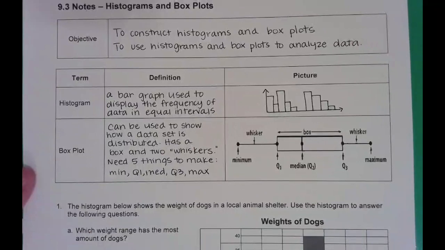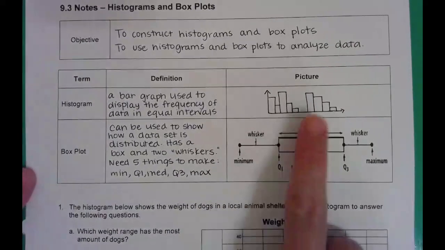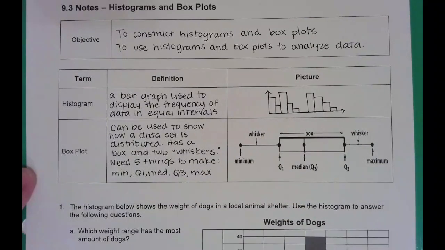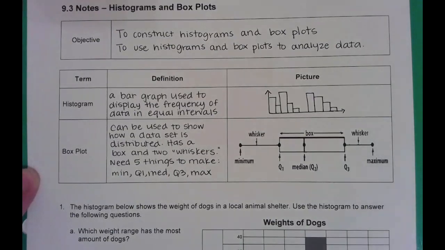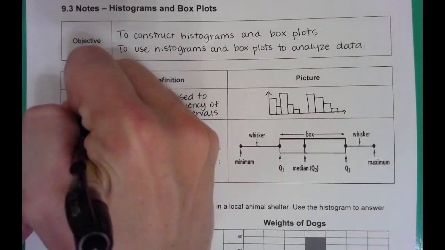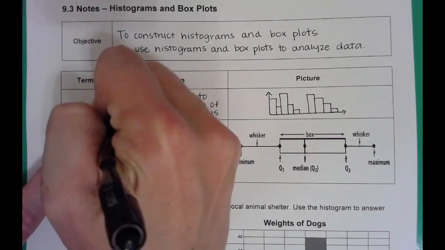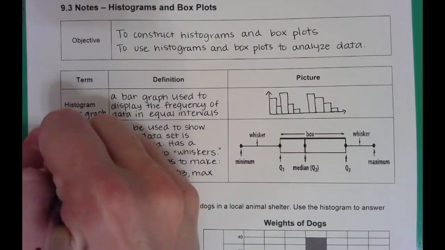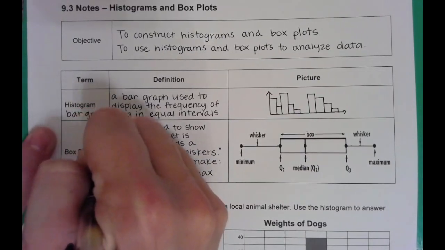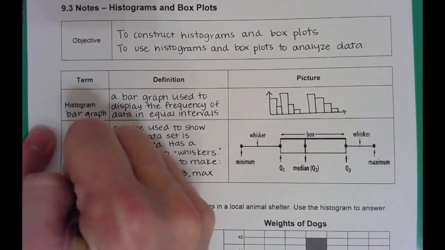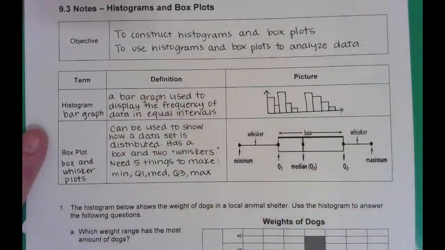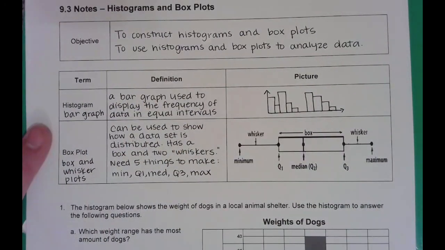When you're copying down the definitions for histogram and box plots, don't forget to draw in the picture. Your picture doesn't have to look exactly like mine. This is just an example of what a histogram looks like. A histogram, sometimes in other classes that you've taken, is called a bar graph. And another word for a box plot is sometimes you'll see these called box and whisker plots, and so in case you see them referred to by these other names, it's good to know that those things mean the same thing.